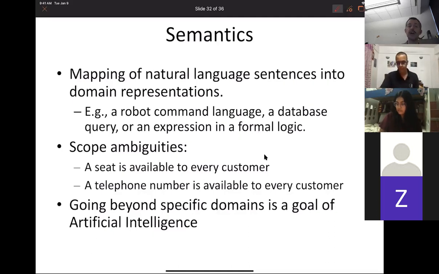Scope ambiguities are an example where semantics kind of breaks down. If I say a seat is available to every customer, then it could mean that there's one seat, and it could mean that there is a seat for each customer. This is what's called a scopal ambiguity, and this is something that arises when you're going from syntax to semantics. Going beyond specific domains is one of the goals of artificial intelligence, to be able to do this in a non-domain specific way.